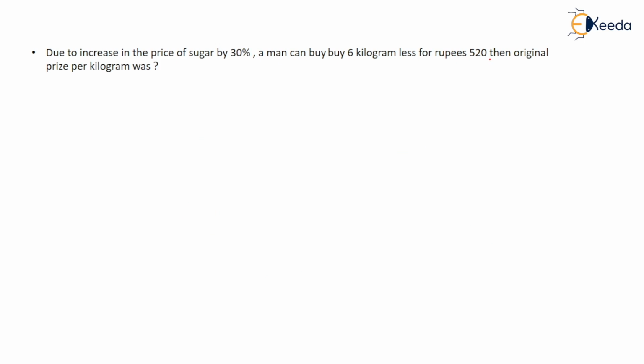Okay, next question. Due to increase in the price of sugar by 30%, a man can buy 6 kg less for rupees 520 than at the original price. Find the original price per kg. Okay, so they ask you the original price, means the earlier price. So suppose earlier it was 100 rupees per kg, the sugar. Now it is 130 rupees, right, because of increase.